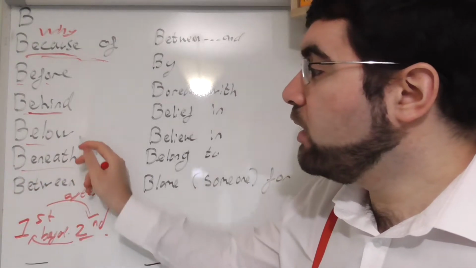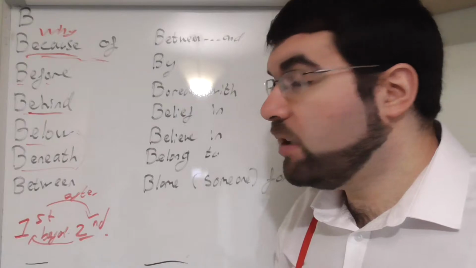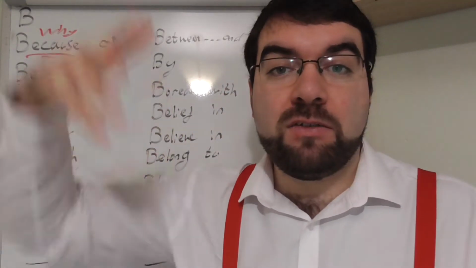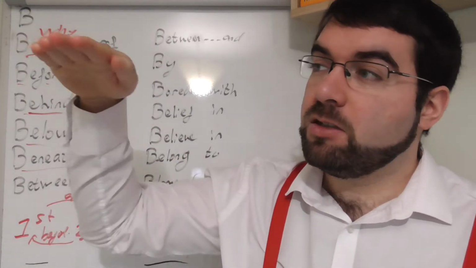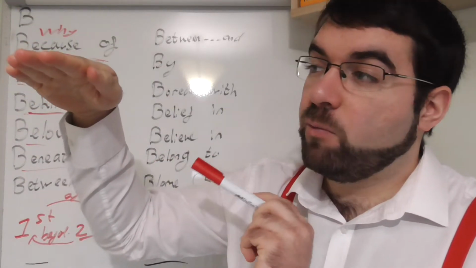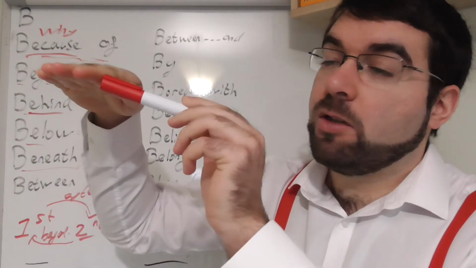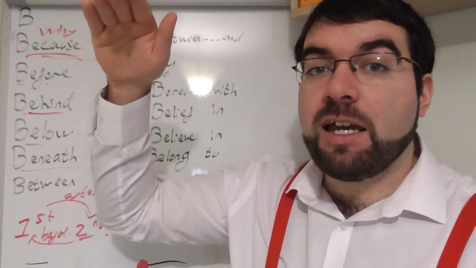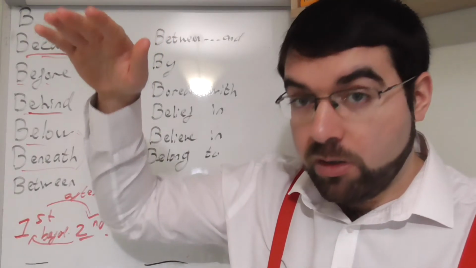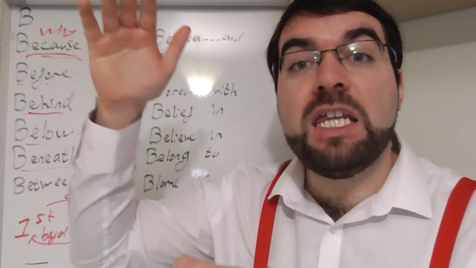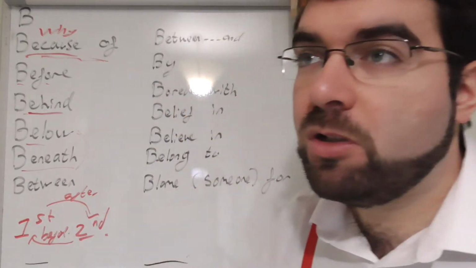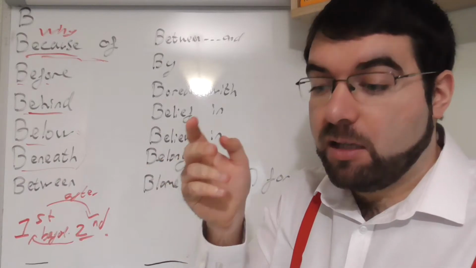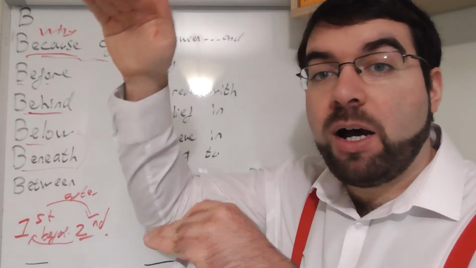And beneath, very similar to below. Let's say you've got a pile of books. So here is, say, Lord of the Rings, and where's Harry Potter? Harry Potter is beneath Lord of the Rings. But we could say the chest is below the pile of books, or beneath the pile of books. You would not say the chest is below Harry Potter. You would say the chest is below the pile of books.